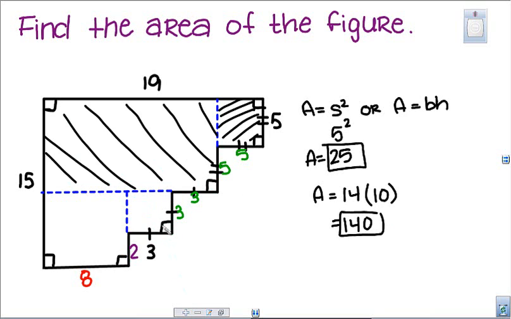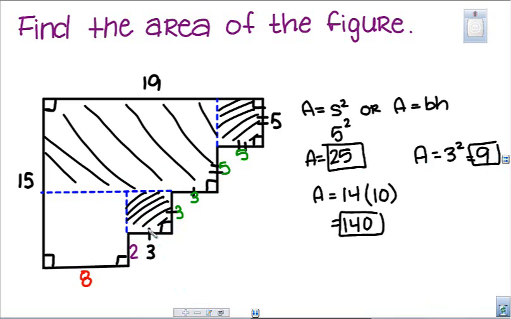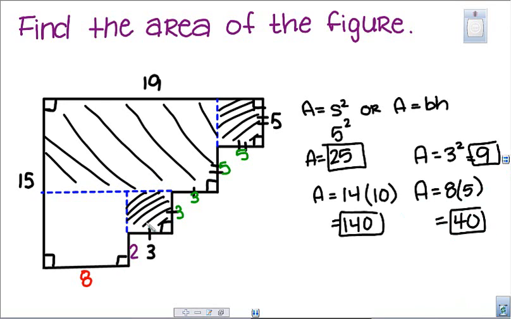Okay, this is another square, 3 by 3. So 3 squared is 9. Okay, shade that off, it's done. And last but not least, we have 8 by, this is 2 and another 3, so 8 by 5. 8 times 5 is 40. And now I've found all the missing pieces.